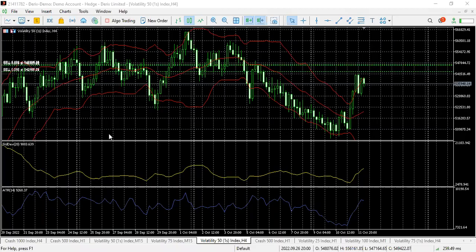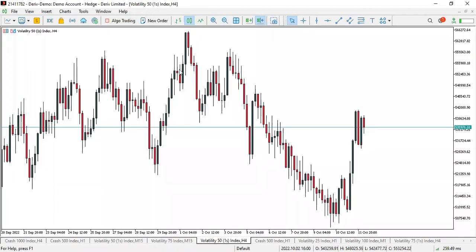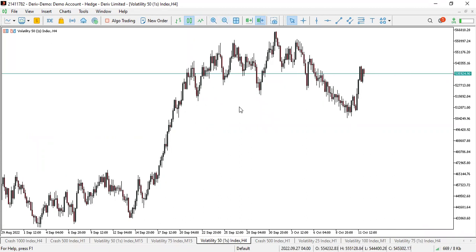Okay, guys, this is our platform. This is the reef. Let me try to apply my template here because I don't use this. Remember that we always use clean white charts, no indicators. If you check this chart that I've currently opened, this is a chart of VIX 50 first index. So okay, fine.